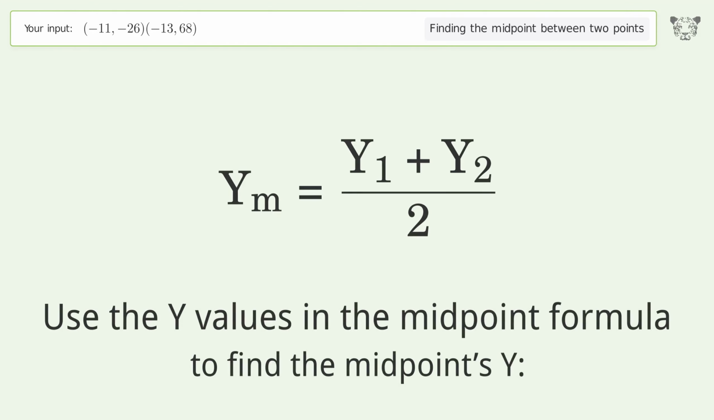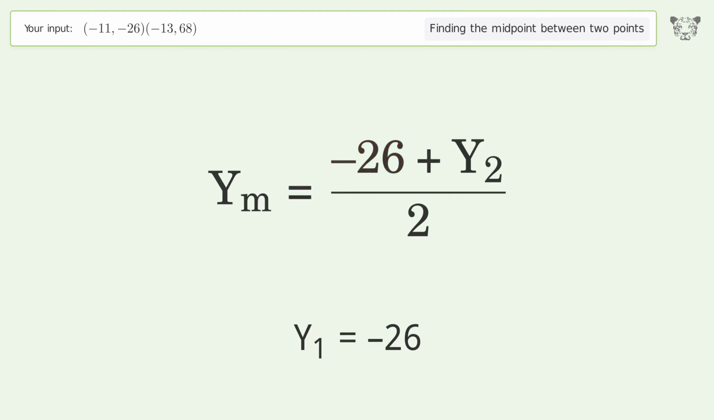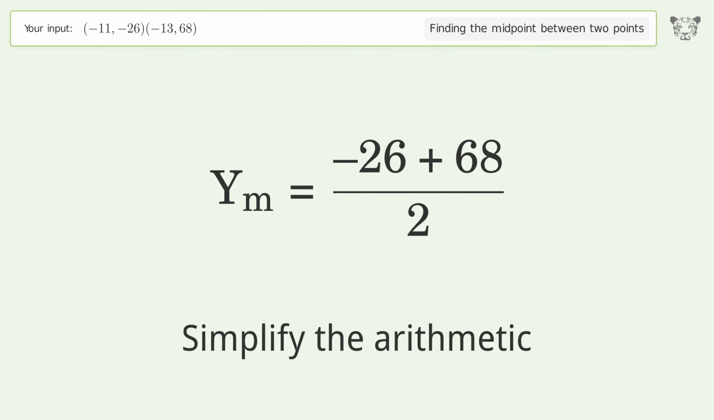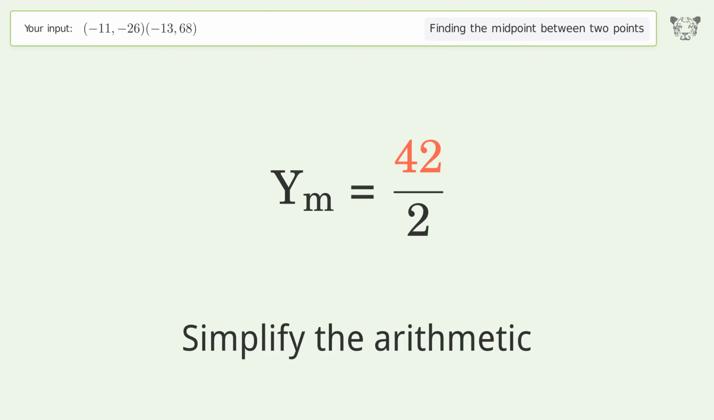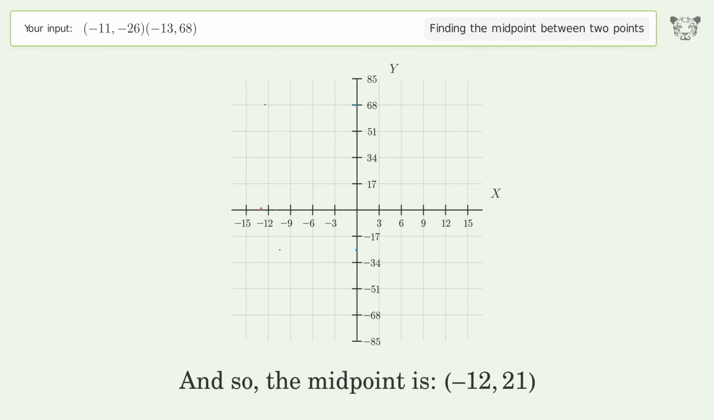Use the y values in the midpoint formula to find the midpoints y. y1 equals -26. y2 equals 68. Simplify the arithmetic. And so, the midpoint is -12,21.